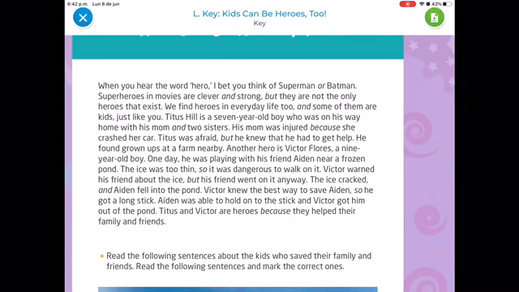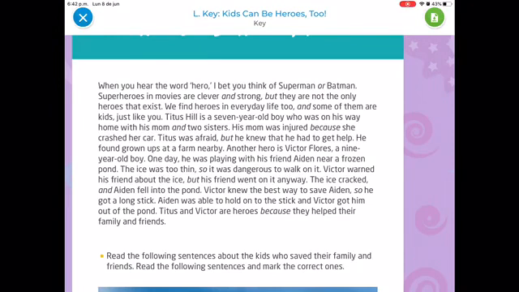Titus Hill is a 7-year-old boy who was on his way home with his mom and 2 sisters. His mom was injured because she crashed her car. Titus was afraid, but he knew that he had to get help. He found grown-ups at a farm nearby.